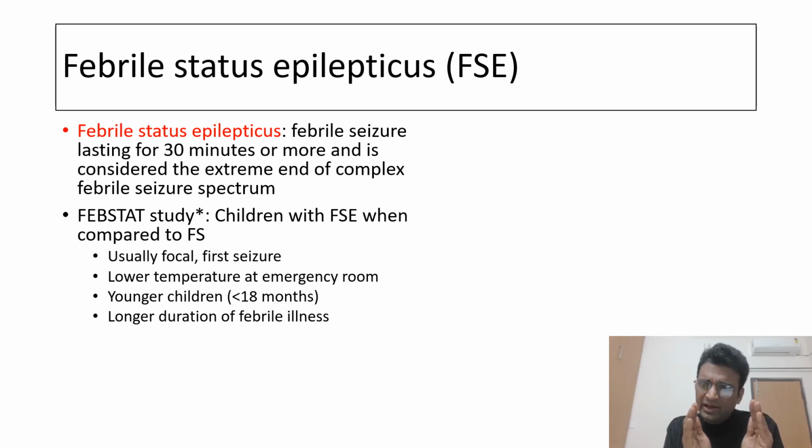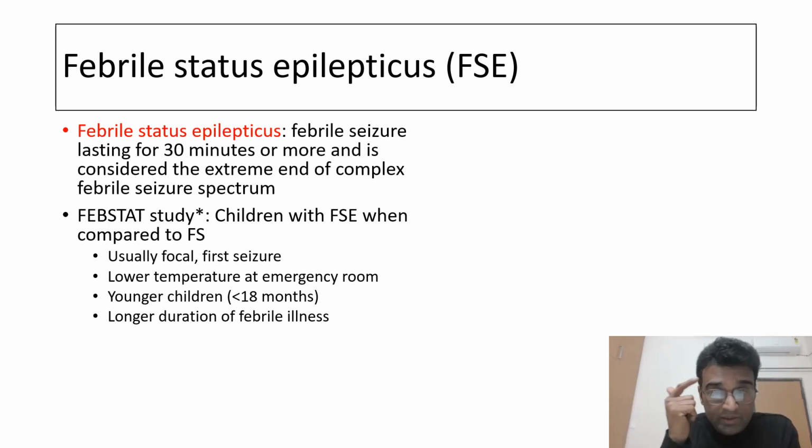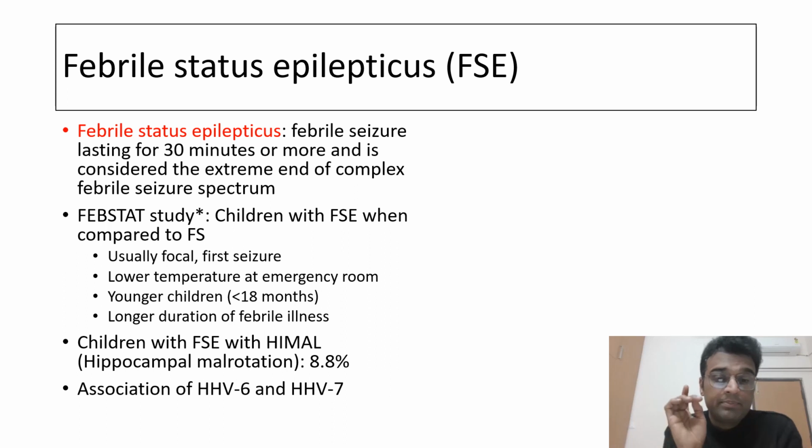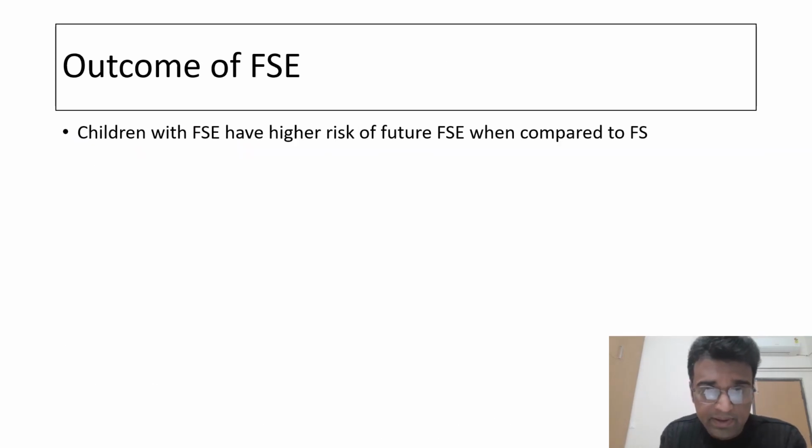So this is the general dictum. That means if a child who is less than 18 months comes to you with a prolonged history of fever followed by a focal seizure, and that focal seizure is prolonged for more than 30 minutes, then think of febrile status epilepticus. Because children with febrile status epilepticus, it has been seen, are often associated with HIMAL, that's hippocampal malrotation. There is also a lot of association between HHV6 and HHV7 along with febrile status epilepticus. So the only concern that we tend to have is regarding the malrotation, which is very, very commonly associated with febrile status epilepticus per se.